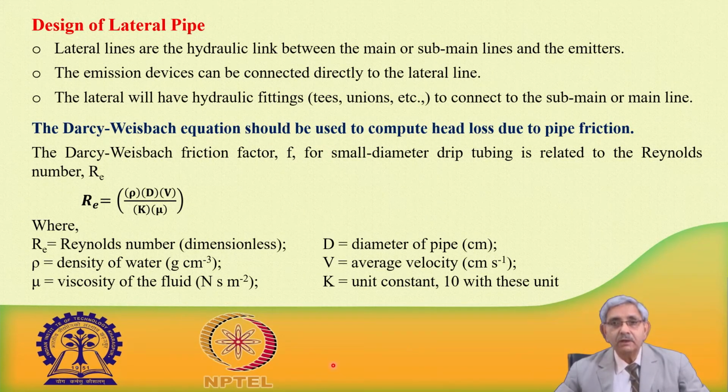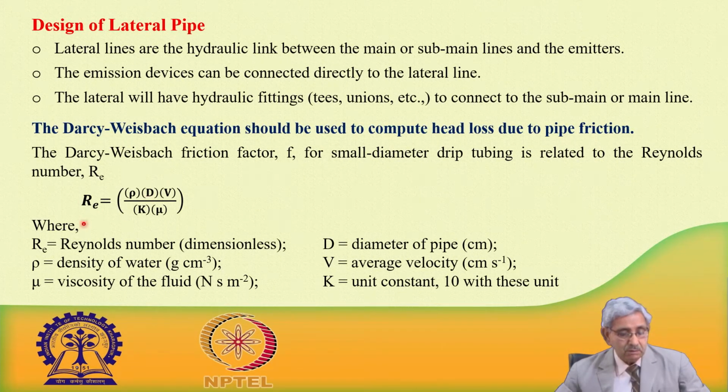This gives an accurate estimate, because it takes care of the flow condition, the flow regime, whether the flow is at lower velocity or at higher velocity. So, turbulent flow and laminar flow are both taken care of, and accordingly the value of F is used, whereas the Hazen-Williams equation applies only when the flow is in turbulent condition.